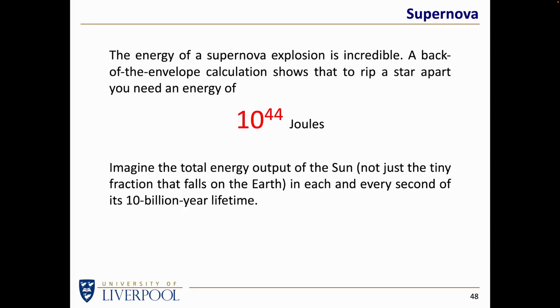Imagine the total energy output of our sun. Our sun is not going to go supernova, but just for comparison, imagine the total amount of energy that the sun has been putting out, not the tiny fraction that the Earth receives, but remember the sun is emitting in all directions and we receive just a tiny fraction of that. Think about the total amount of energy that the sun has been producing in each and every second of its 5 billion year lifetime so far and the 5 billion years to come. If you add up the total amount of energy that the sun will have ever produced, that gives you an idea of what 10 to the 44 joules means.